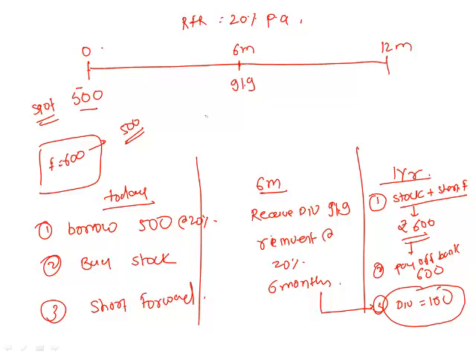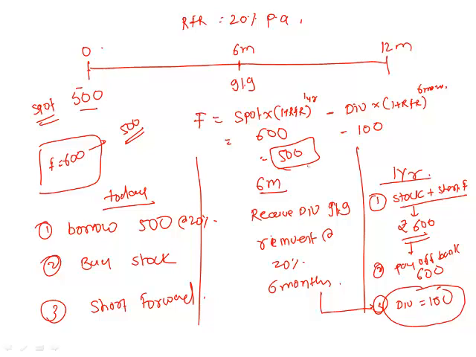So in this case, the theoretical no arbitrage forward or future price is equal to spot into 1 plus RFR for 1 year, minus dividend or interim cash flow into 1 plus RFR for 6 months, from the date of receipt to the date of expiry. So this amount is 600. This amount is 100. Theoretical no arbitrage forward price is 500. This is the intuition behind the formula. So now you can write down and we'll start doing certain questions on this.